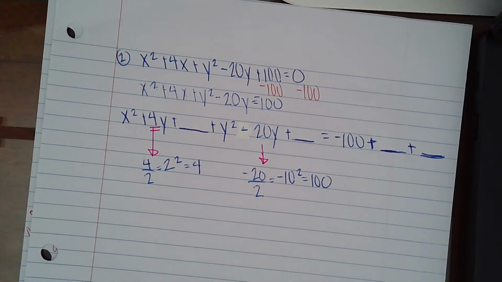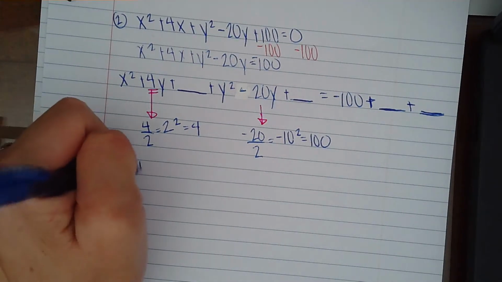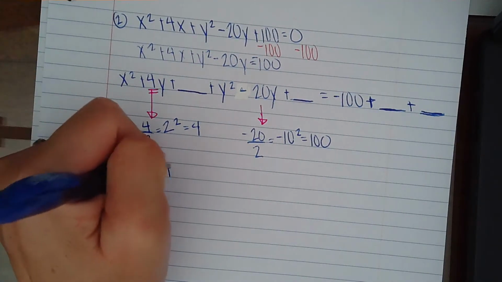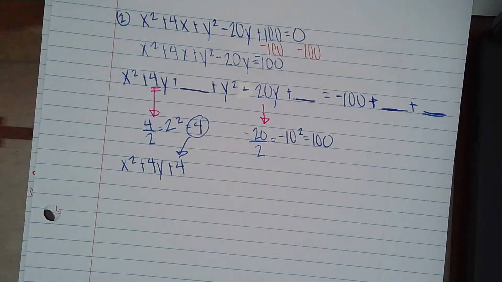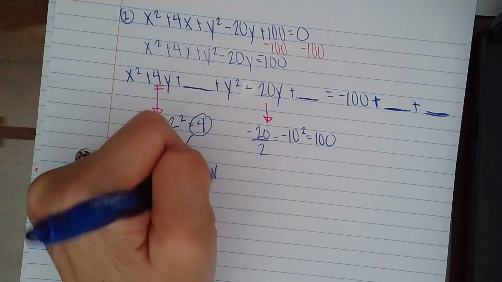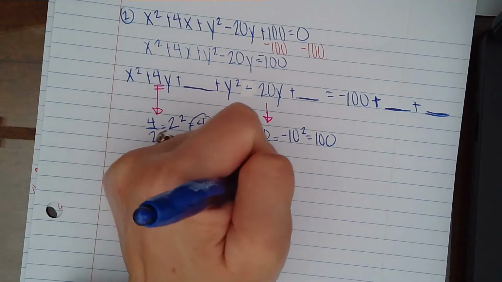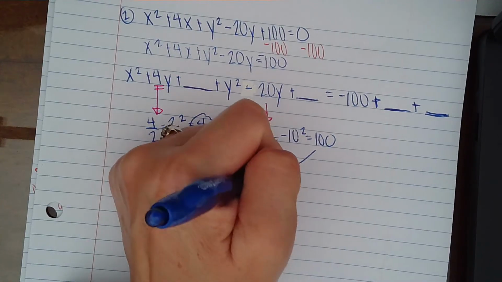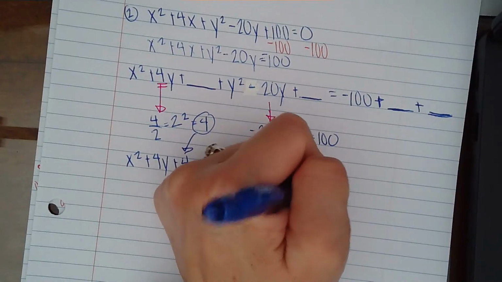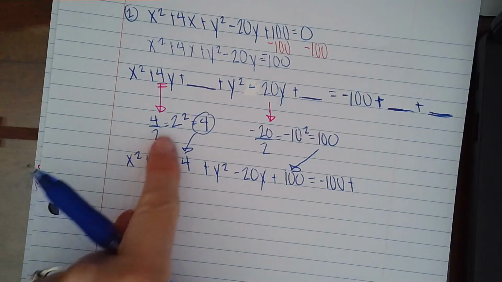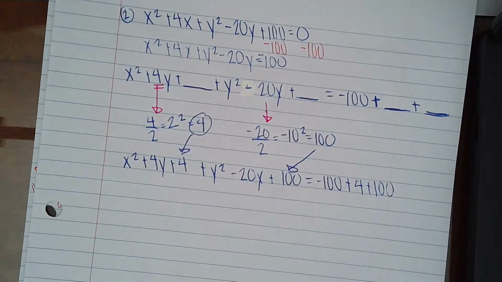So now we're going to go ahead and fill that in, right? We're going to have x squared plus 4x plus that 4, right? That's where that 4 came from, plus y squared minus 20y plus that 100 equals negative 100 plus that 4 plus that 100.